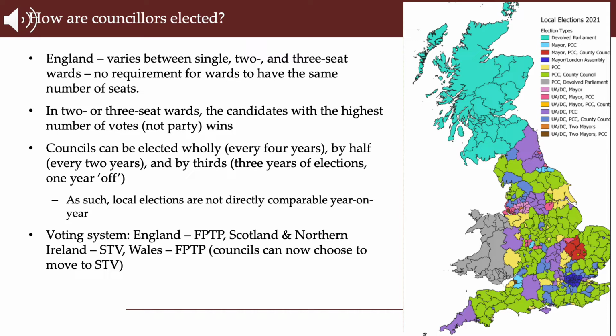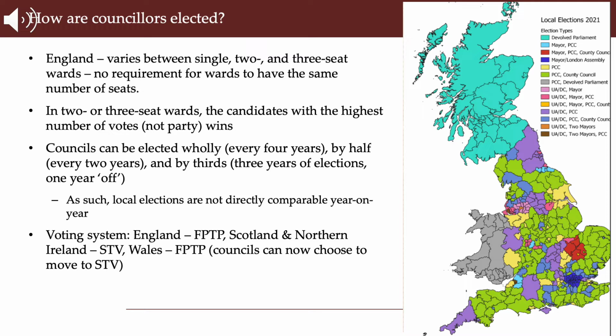Now, in some cases, like in Liverpool, we have 3-member wards, and they are elected in thirds, right? So every year there is an election with one year off, so there's a 4-year cycle. Some areas elect wholly, so that's every 4 years there is an election, and then the council stays that way for 4 years, or by half, which is less common. So that's every 2 years, half of the council is elected.